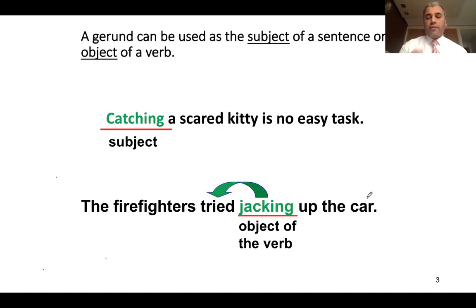So here we have the gerund. It is used as the object of the verb tried. Okay, it is a complement. And we know that these are the types of functions for which nouns are used. So this is why a gerund is no more a verb. It becomes a noun, functioning as a noun, as we have in these examples.